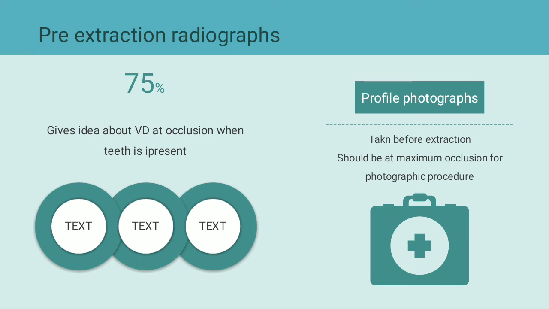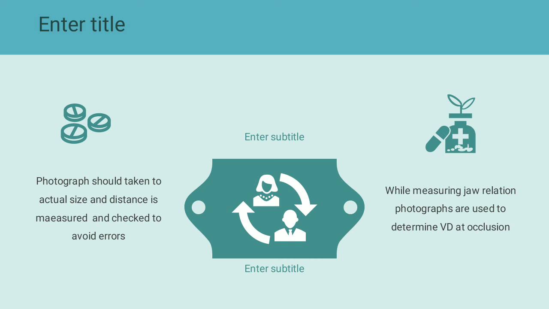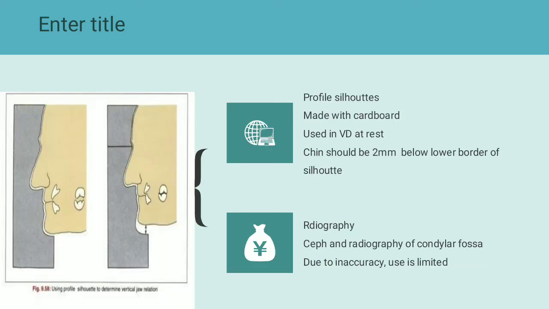Next we go into the pre-extraction radiographs. It gives an idea about vertical dimension at occlusion when teeth are present. Here we go into profile photographs. Photographs taken before extraction should be at maximum occlusion. While taking a photograph, it should be the same as the actual size of the patient, and the distance is measured and checked accurately to avoid any errors. While measuring jaw relation, photographs are used to determine vertical dimension at occlusion.